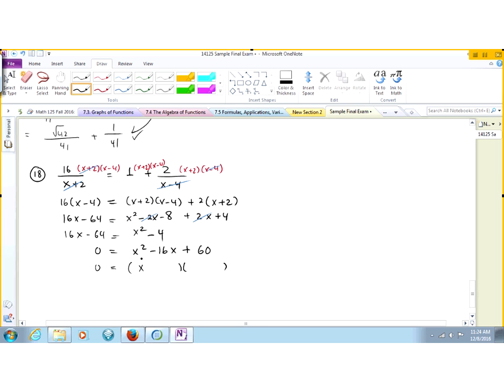So, what is this? 60 and negative 16. Do we have any? 10 and 6. Yes, so x minus 10 times x minus 6 is 0. So x is 10 or x is 6.